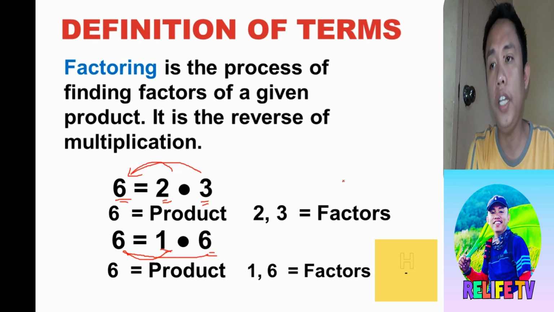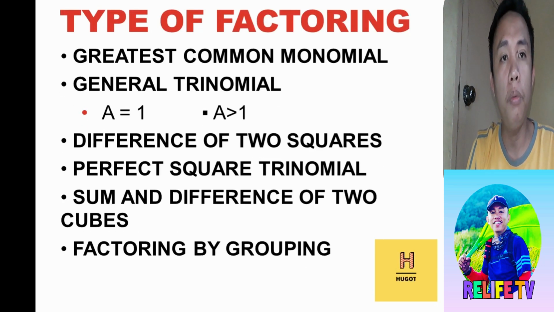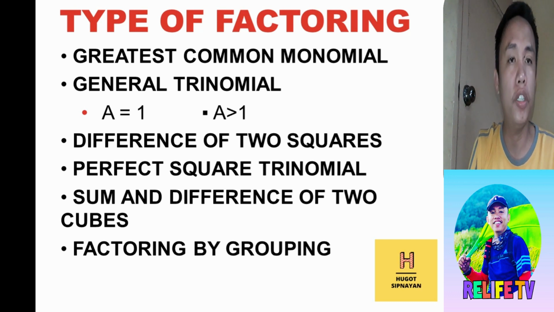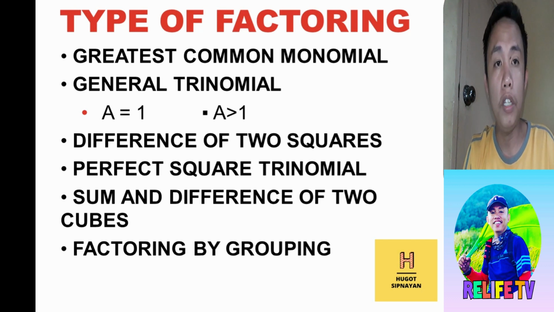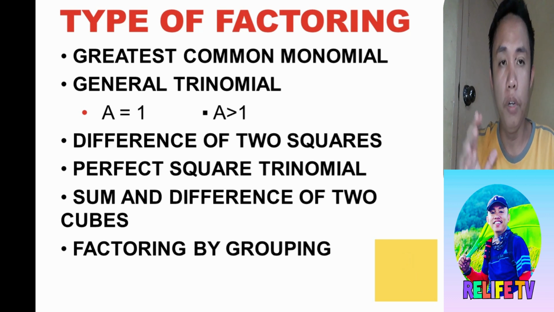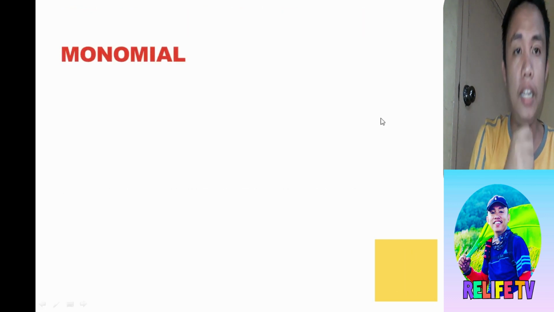Different types of factoring. Tatawag tayo na greatest common monomial. We have general trinomial, where a equals to 1 and a is greater than 1. We have difference of 2 squares, we have perfect square trinomial, we have the sum and difference of 2 cubes, and we have factoring by grouping. But for our first lesson today, we're going to discuss greatest common monomial.